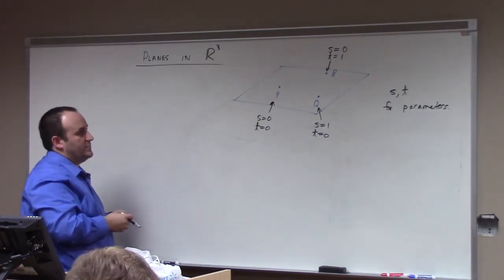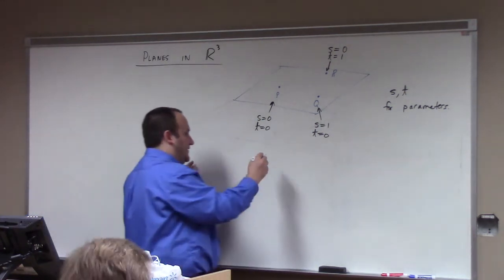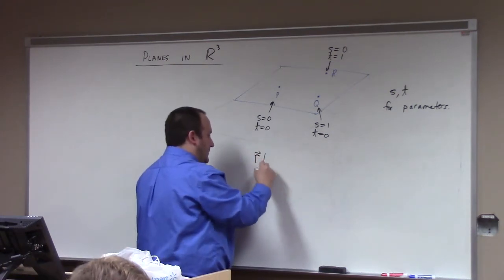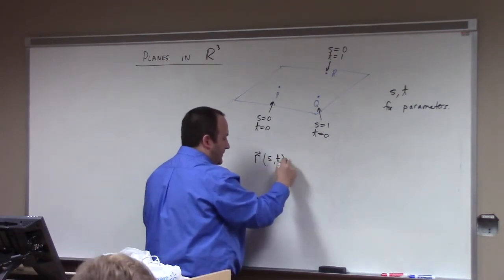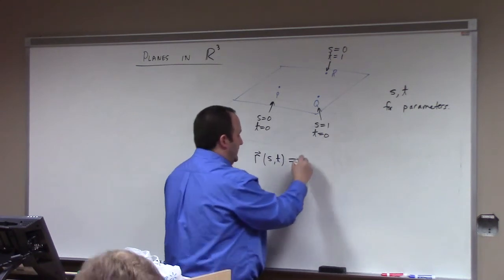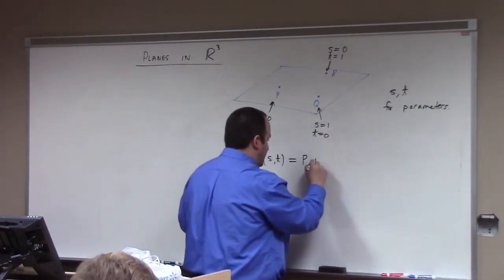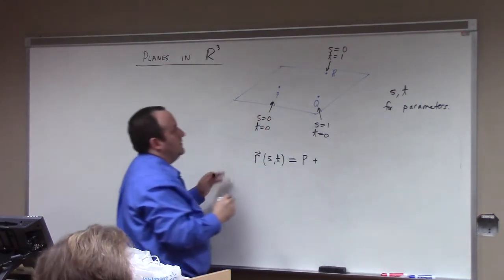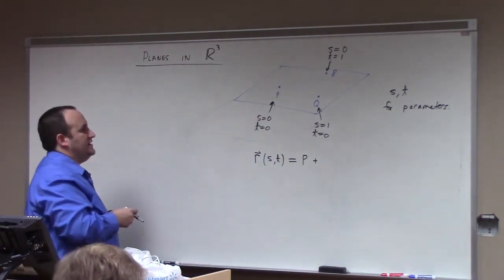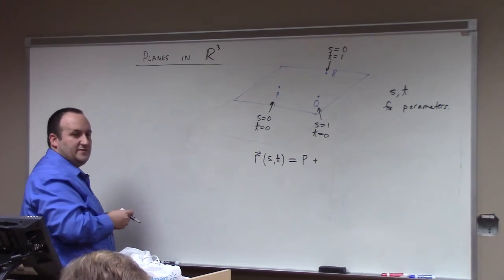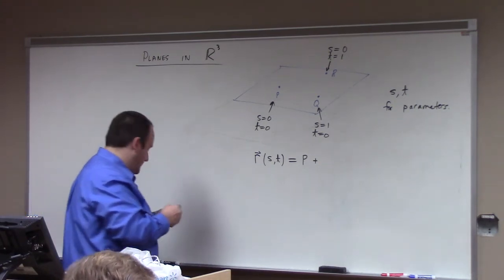So with that, here's a parameterization that'll work. R of s comma t. What I can do is I can just put the point P, and then I do plus, I guess what I need then is direction vectors, don't I? Let me draw a picture of what I want.